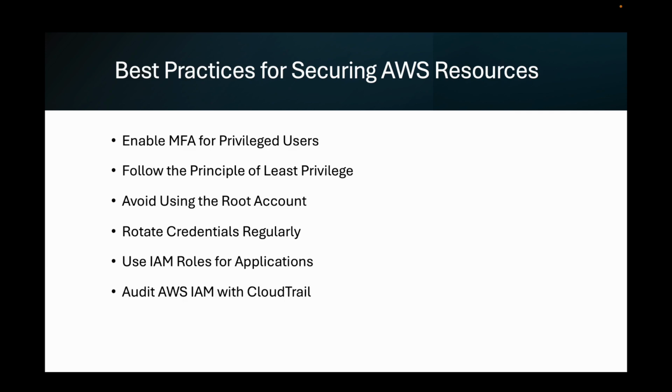Audit AWS IAM with CloudTrail. Enable AWS CloudTrail to track all IAM related activities such as user logins, role assumptions, and policy changes, and regularly review the logs for suspicious activities. I know there are a lot of things that we covered here that we have not yet looked at, but we will be learning them as the video progresses.